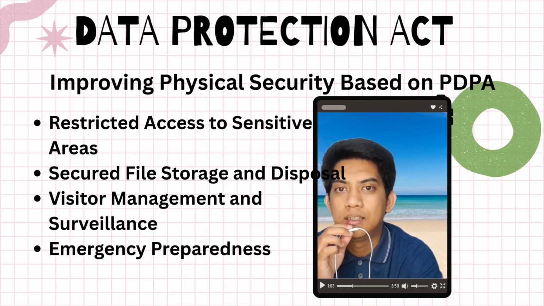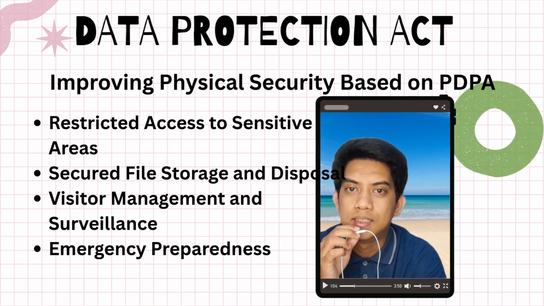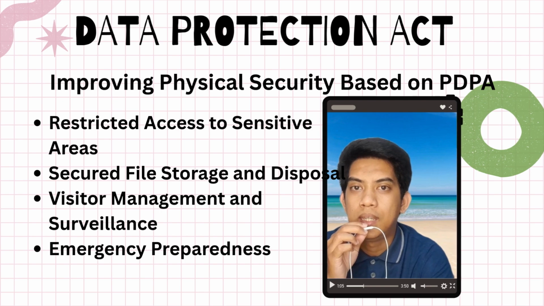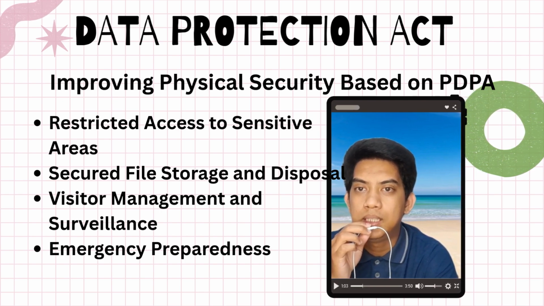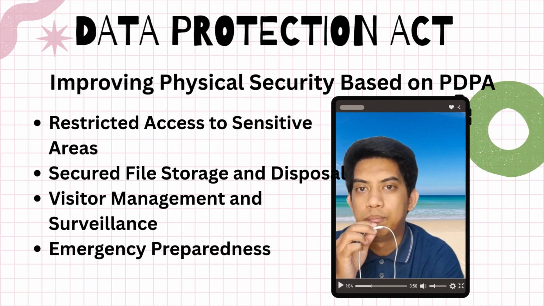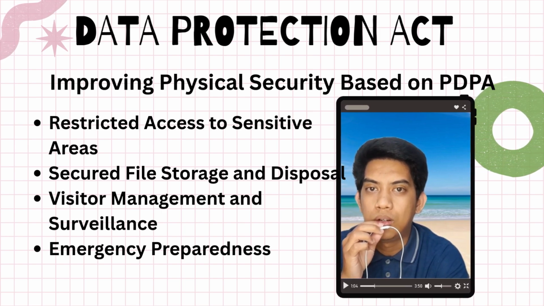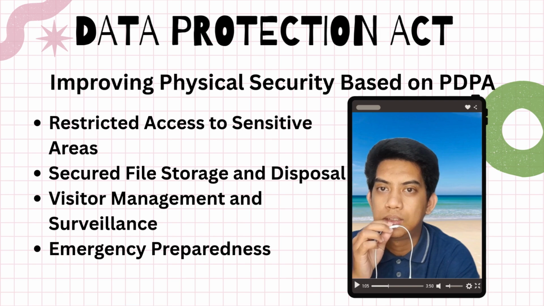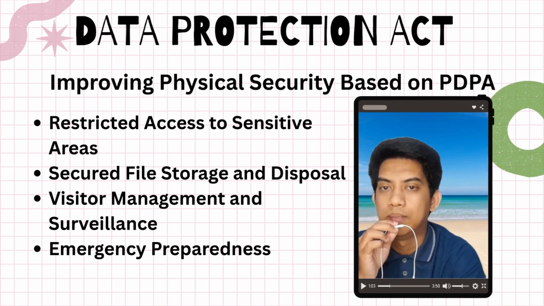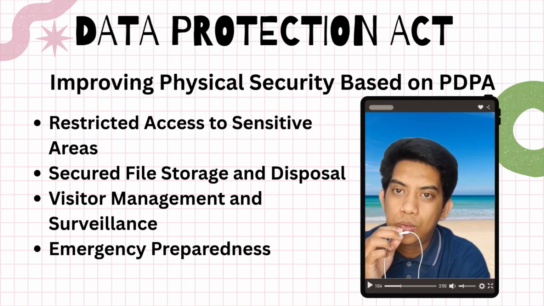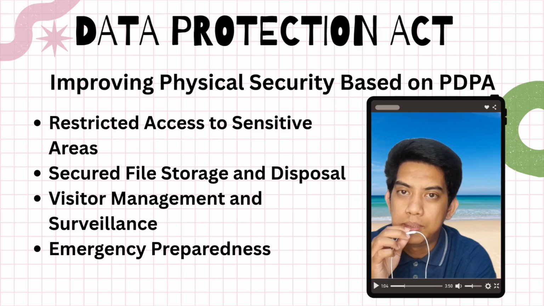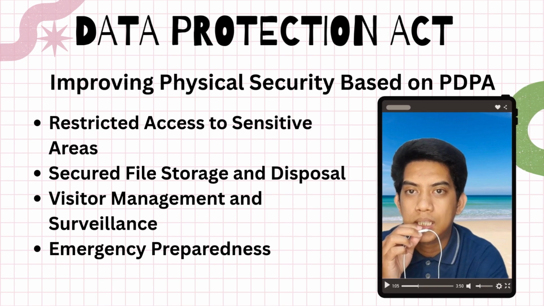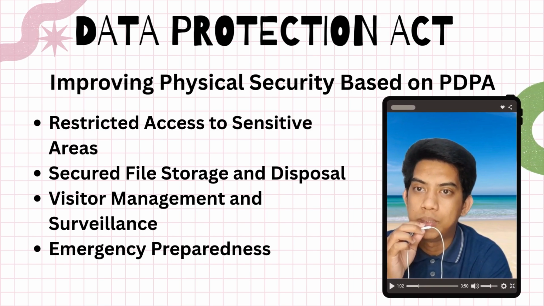The first one is restricted access to sensitive areas. Skytech's server room and file storage access must be safeguarded. The company must install electronic door locks, access cards, or biometric scanners to limit access to authorized personnel only. And the company also must limit unauthorized access to personal data stored in physical servers or hard copies.